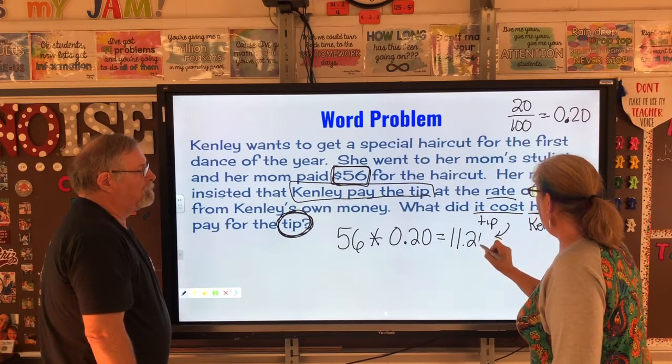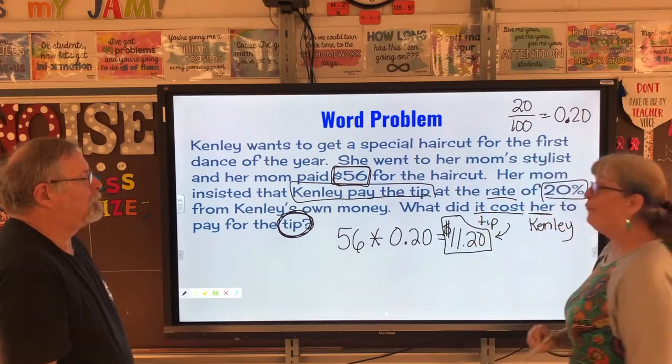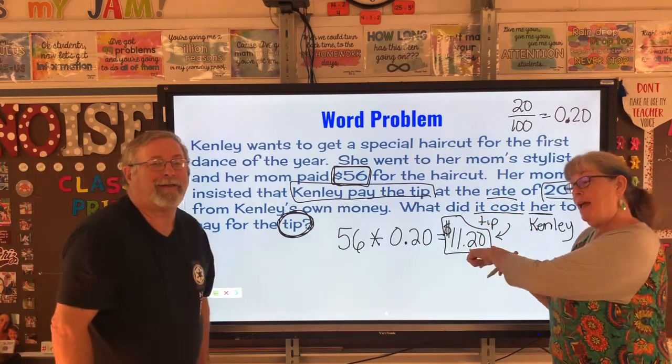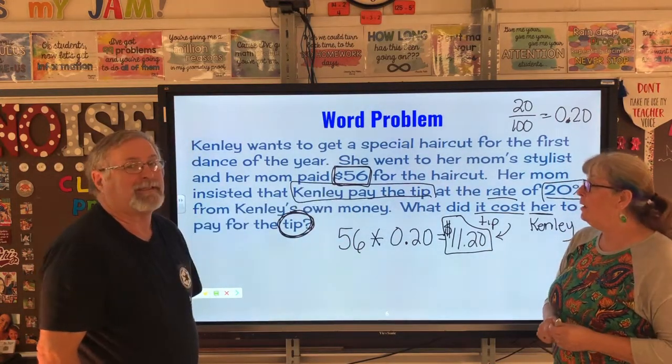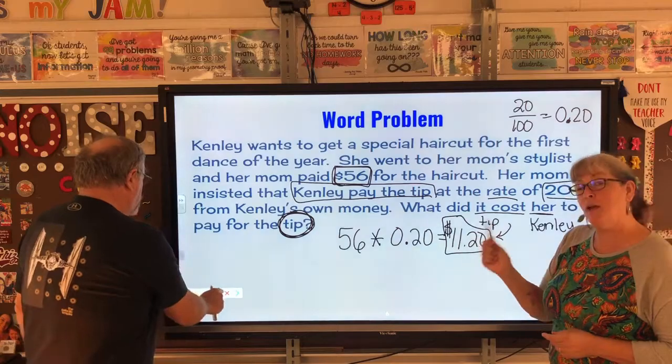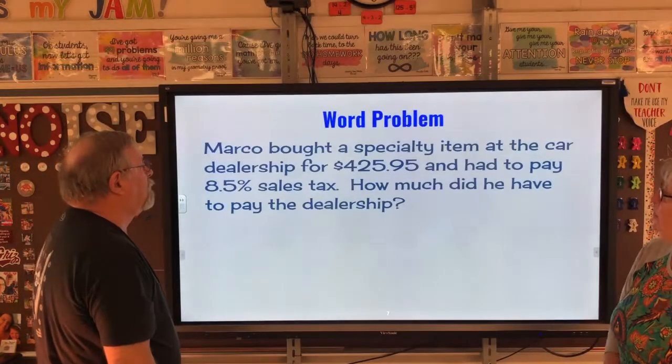$11.20. Wow. So Kenley got to get all snazzied up for her first dance for only $11.20 because Mom was really nice. All right, so that's an example when you only need the tip, not the total. Do we have another one? Yes, we do.